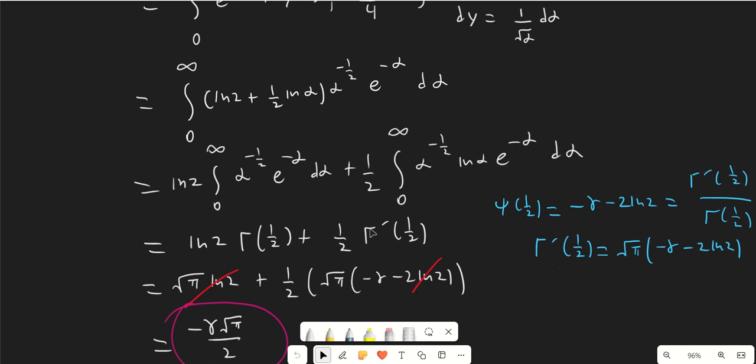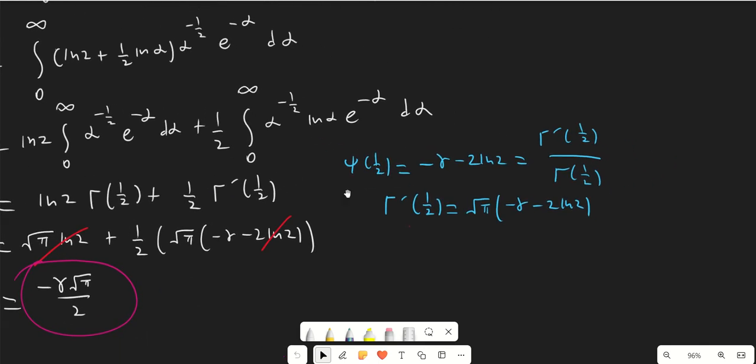Now, in order to actually calculate gamma prime of 1 half, we're going to use the digamma function. Digamma of 1 half equals gamma prime of 1 half over gamma of 1 half, and digamma of 1 half equals negative gamma minus 2 ln 2. I have a video on how to calculate that if you wish to see it. I'll link it as a card right here.